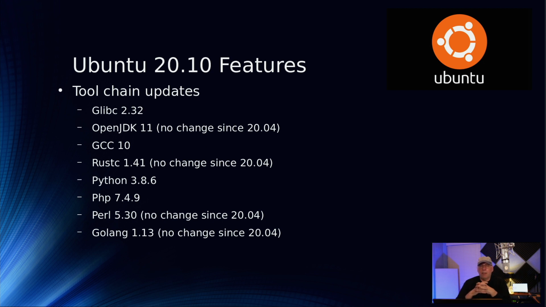Toolchain updates: glibc has been updated to 2.32, and I think the previous release was 2.31. No change to OpenJDK, it's still version 11. GCC 10 is an update. Rust 1.41 is no change from 20.04. Python 3.8.6, so it's got a point release. I think it was 3.8.2 in 20.04. PHP was 7.4 in 20.04, and now it's 7.4.9. So another point release, just some patches. No change to Perl, no change to Golang. Those are the same versions as they were in 20.04.